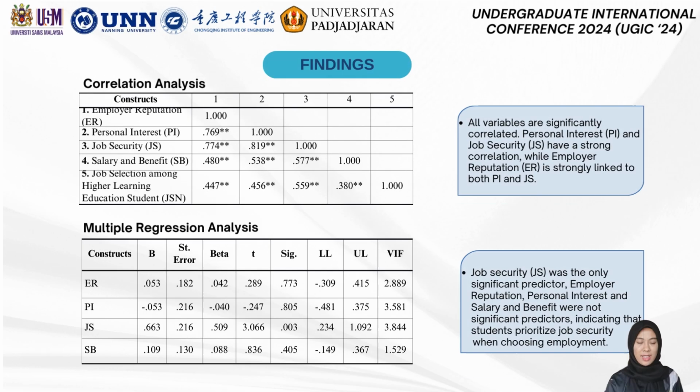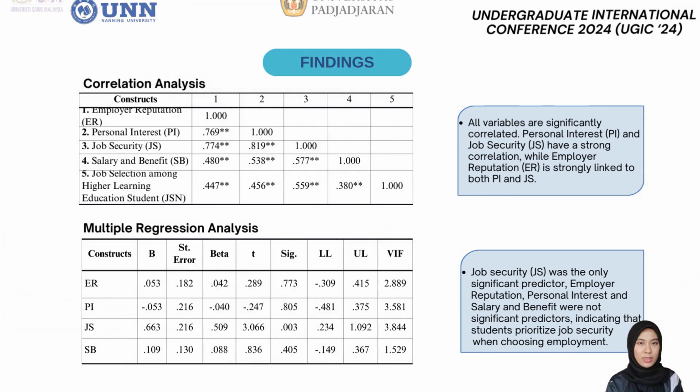In the correlation analysis, personal interest and job security have a strong correlation, while employer reputation is strongly linked to both personal interest and job security. In the multiple regression analysis, job security was the only significant predictor, while employer reputation, personal interest, and salary and benefits were not significant predictors, indicating that students prioritize job security when choosing employment.